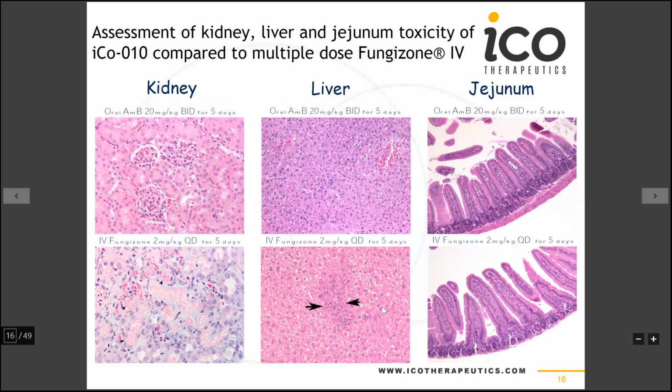And in fact, here we're showing you some histopathology where, again, with our oral formulation, there's not much toxicity. There's nothing in the liver. There's nothing in the jejunum once you give it orally. Yet with the IV, you can see the necrosis here. Here you can see the liver necrosis from the IV of Fungizone. And of course, there won't be any toxicity in the jejunum because we're giving it as IV.